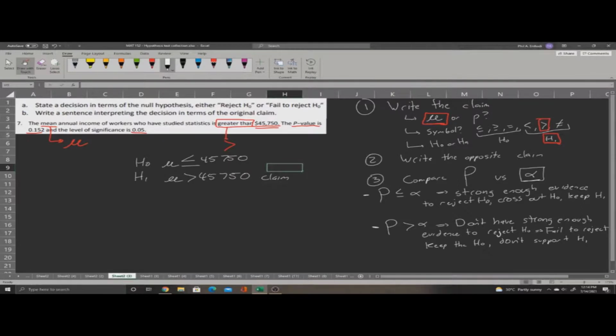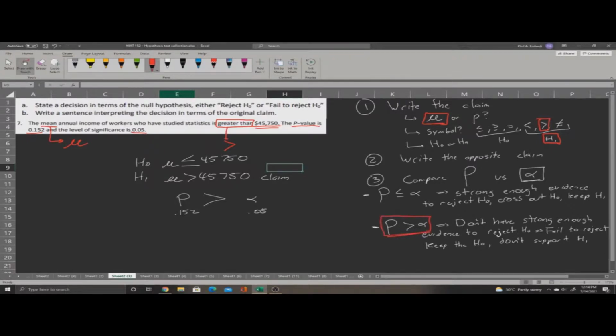If our big P is less than or equal to alpha, that means we can reject the null hypothesis. If our big P is greater than alpha, it means we fail to reject it because our evidence isn't strong enough to allow us to reject it. Now our big P was 0.152 and our alpha was 0.05. We can see that our big P is greater than alpha. Therefore, we go to the second option.